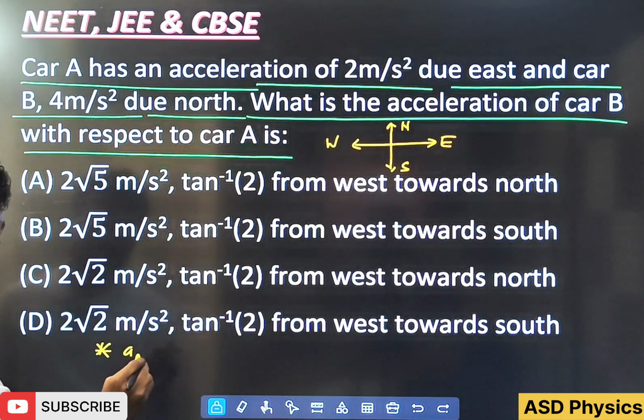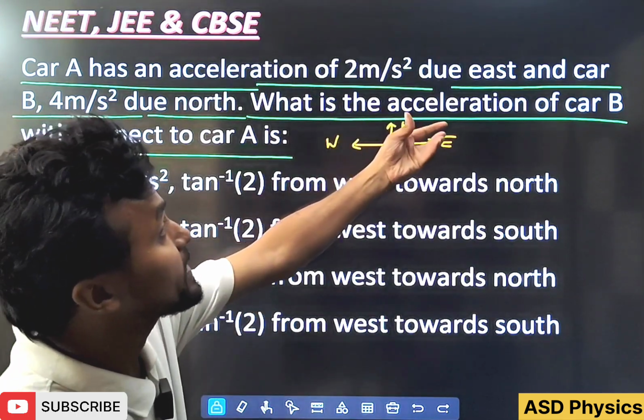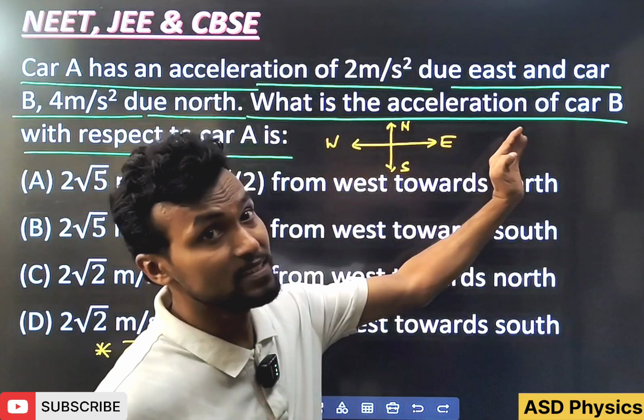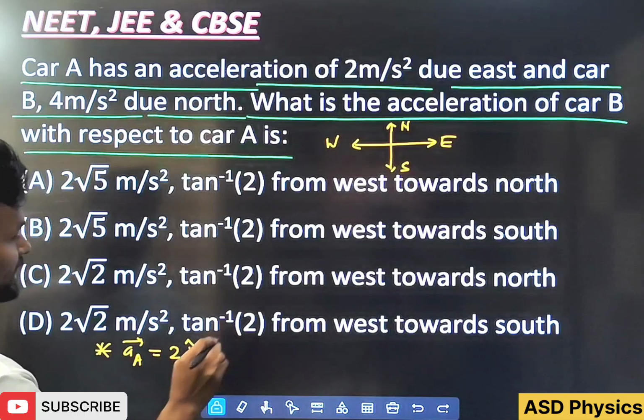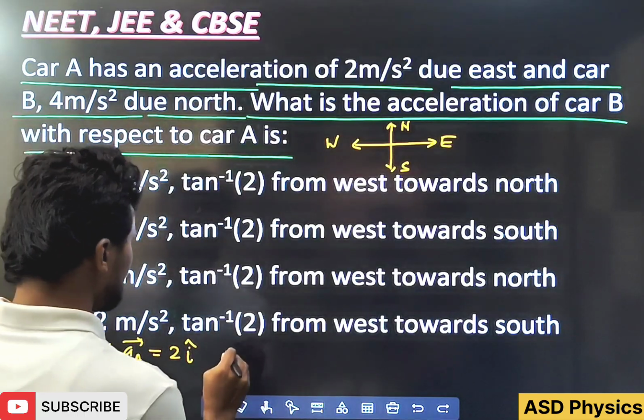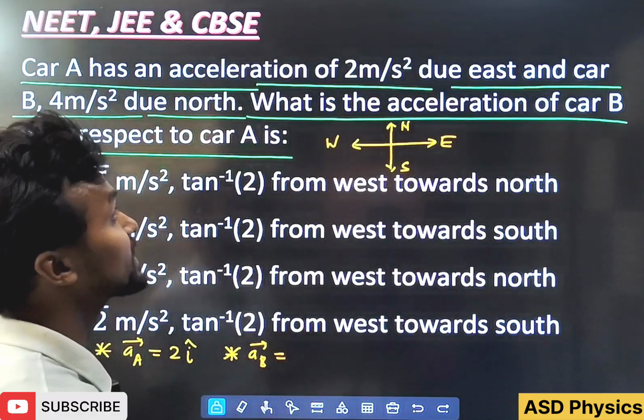So if we talk about the acceleration of car A, it is given by 2 meter per second square due east. That means in this direction, east side. That means I cap. So I can write here, 2 I cap. Now after that, if we talk about the acceleration of car B, in which direction is it going here?